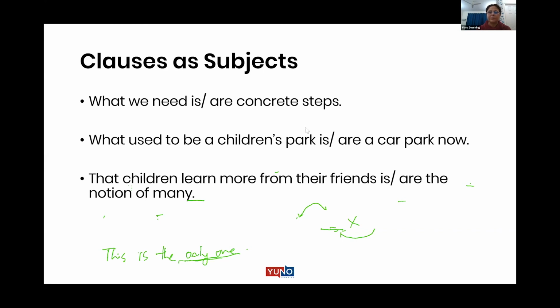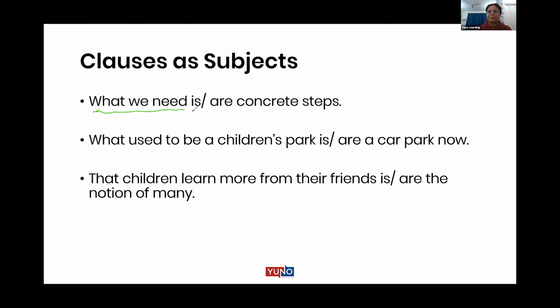Let me just erase this. See now, what is the subject over here? What we need. This is the subject. So when you have what I require, what we need, suppose we are talking about some steps to be taken or some solution for any problem, maybe unemployment is the problem. So what we need in our country or what we need across the world. If you're talking about one thing, then it will be is. So what we need is concrete steps or are concrete steps.